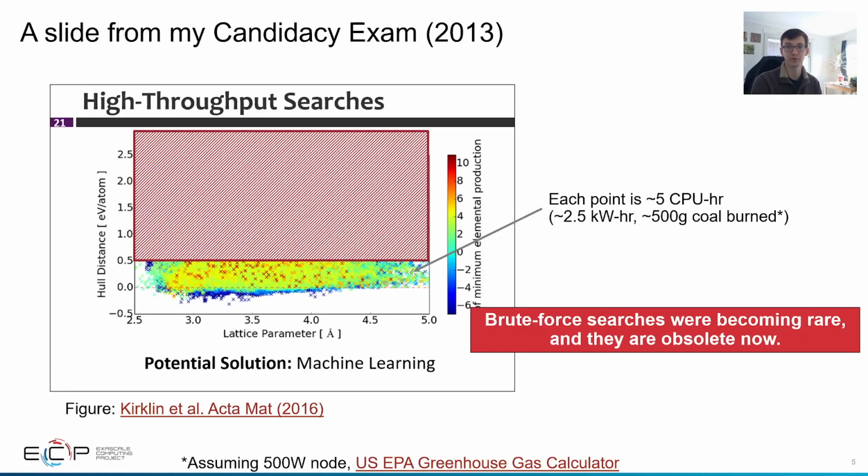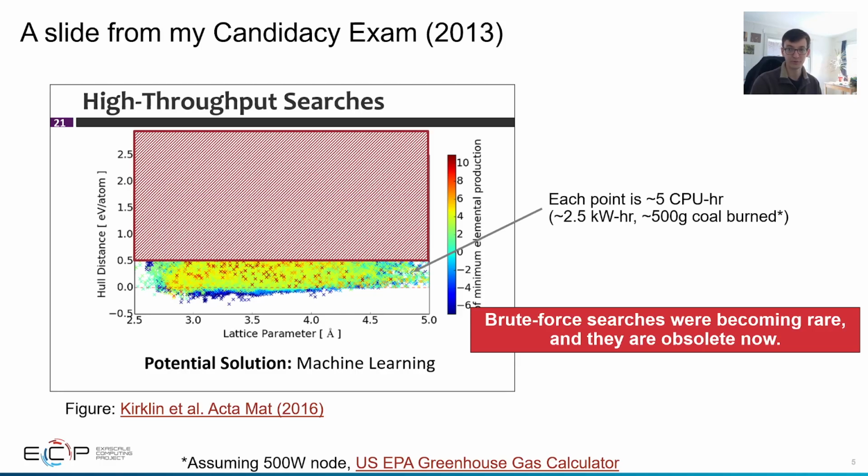Now, to put that in specific terms, let's talk about a slide from my candidacy exam during my PhD in 2013, just over 10 years ago. I defended my candidacy in December of 2013. So what we're seeing here is results from a paper that my colleague Scott Kirkland was working on at the time, where they had gone through a major effort to compute the properties of 180,000 possible combinations of different elements in a certain kind of material.